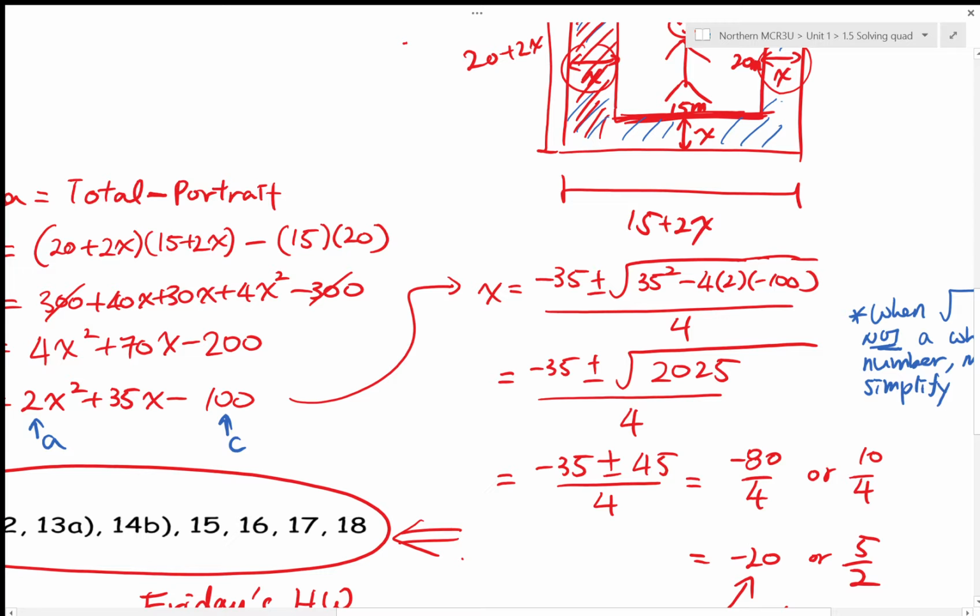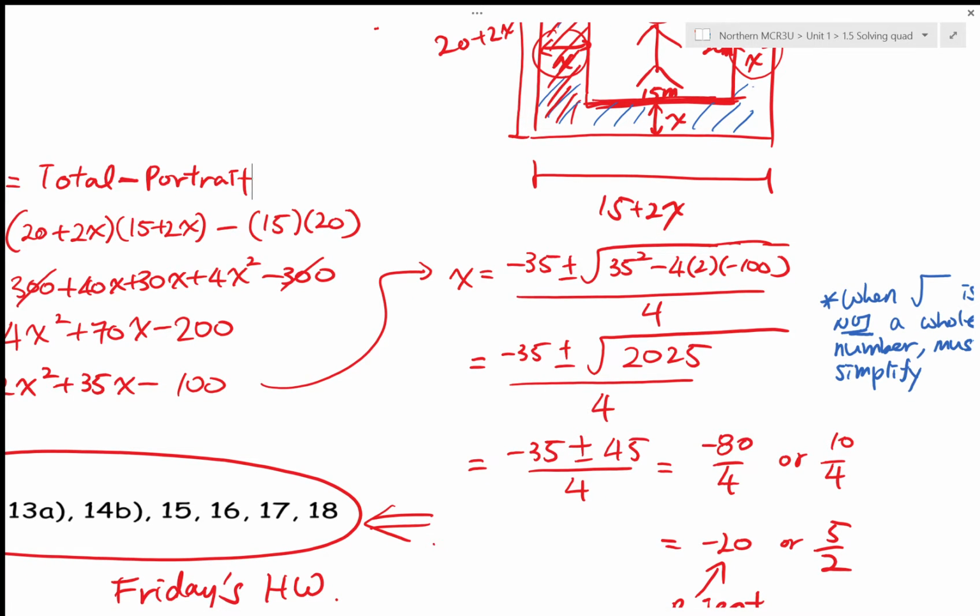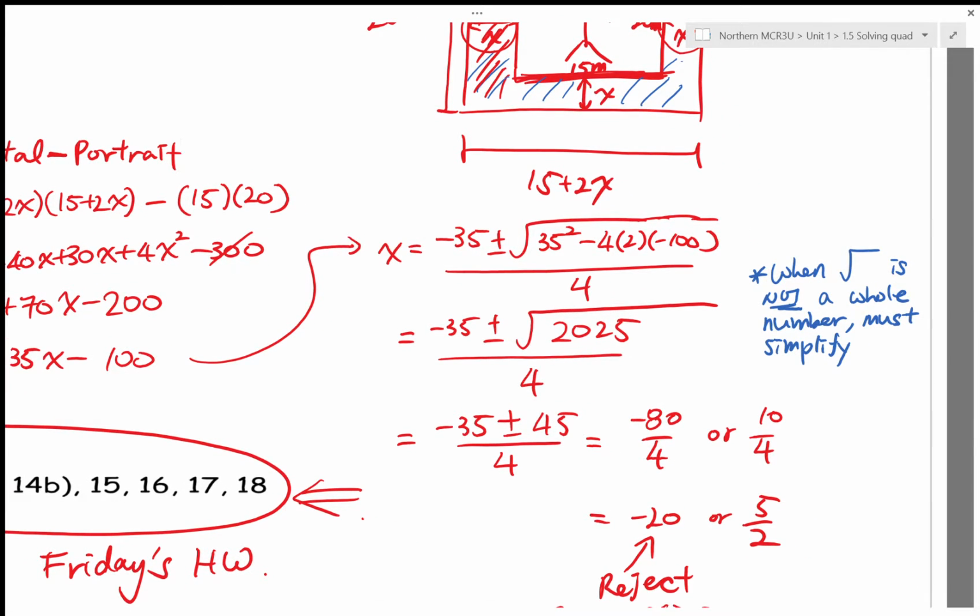All you have to do is substitute that in. Then it becomes negative 35 plus or minus the square root of 35 squared minus 4 times 2 times negative 100. Remember, the sign actually follows the number. Do not just take the number itself, the sign follows. Then you calculate 35 squared minus 4 times 2 times negative 100.